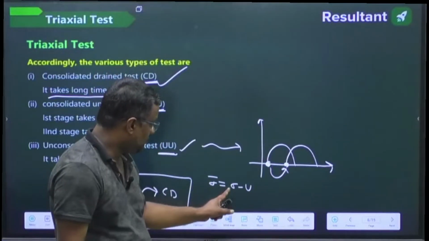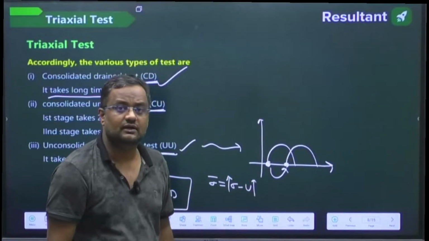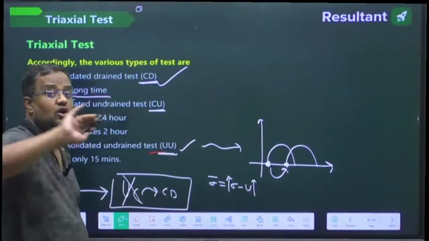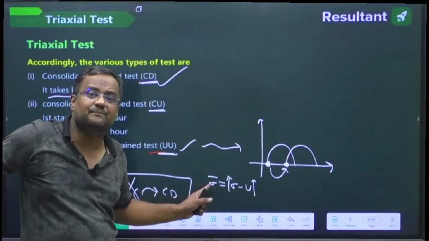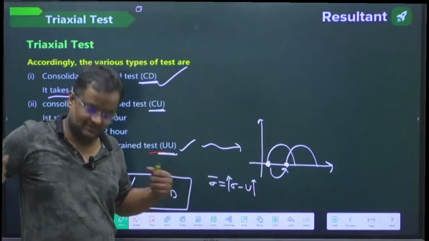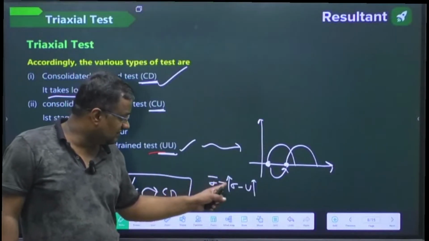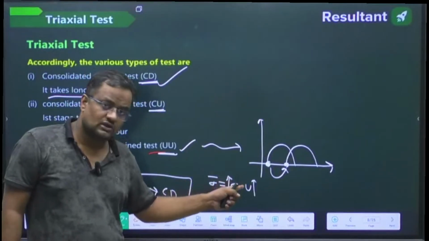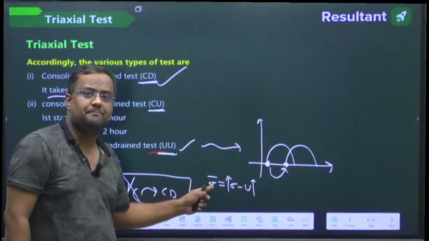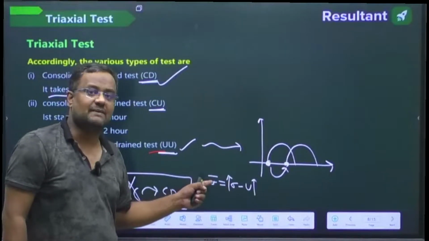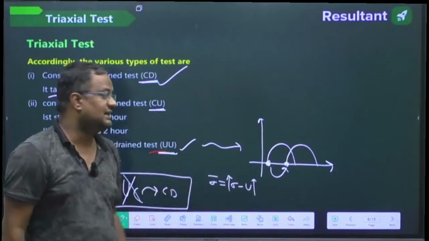But by how much are we applying a bigger sigma? By the same amount, the pore water pressure is also increasing, and it is unconsolidated. You are not allowing the water to go out, so sigma bar remains the same. Sigma bar means the strength between the particles, the interaction between the particles. Even if you increase sigma, because u is also increased and you are not allowing it to dissipate, sigma bar will be the same, so the interaction between the particles is the same.